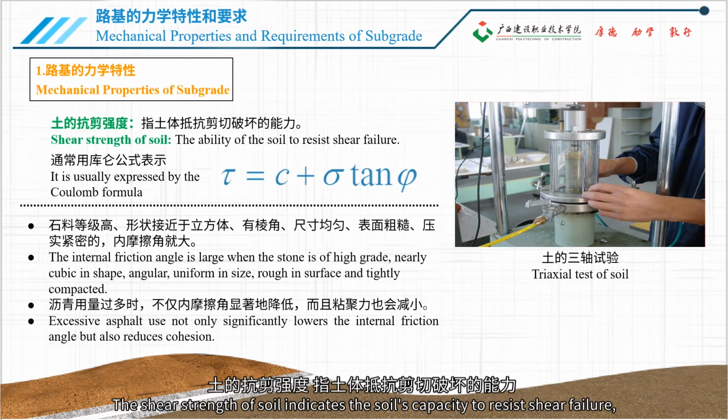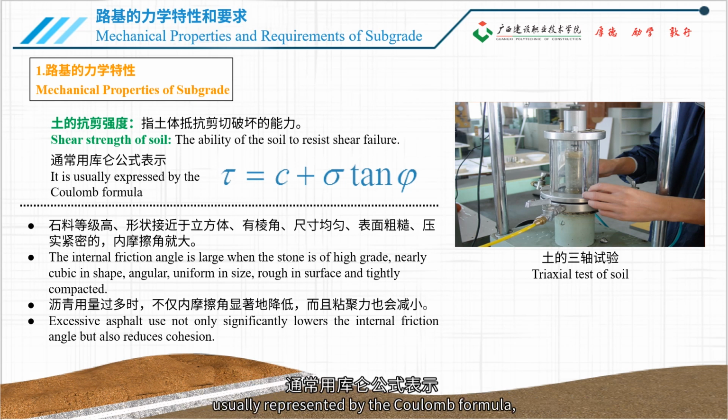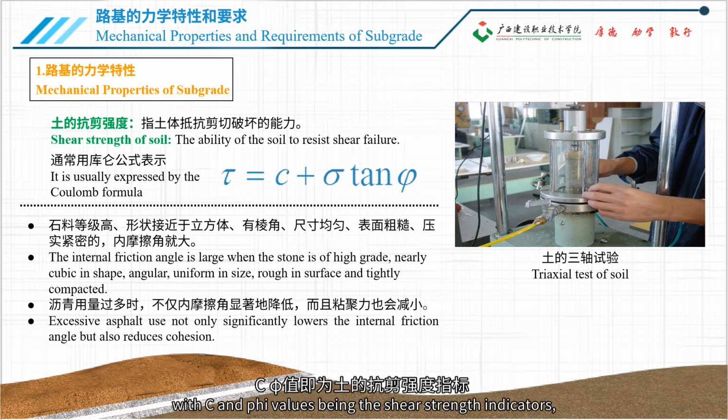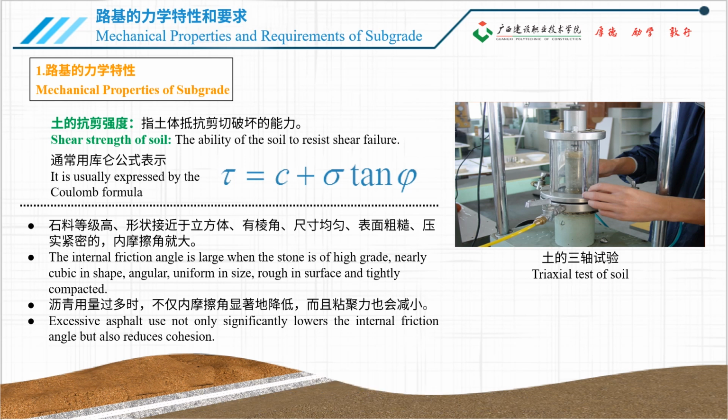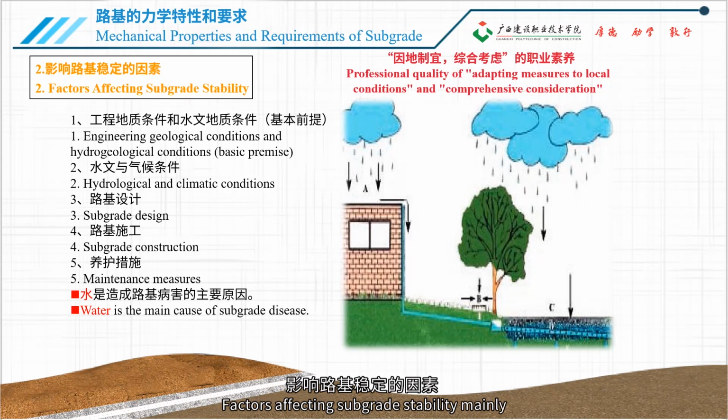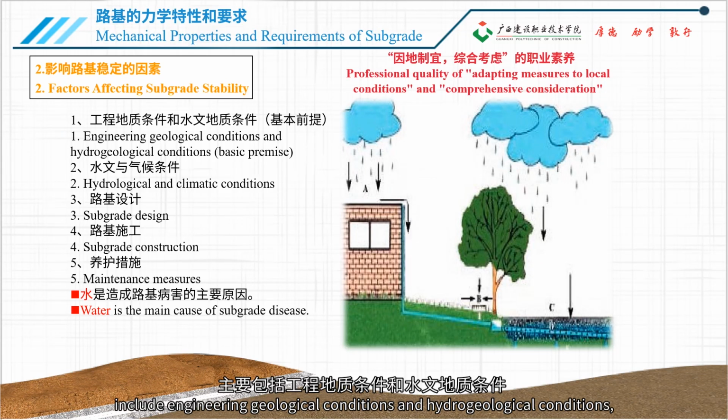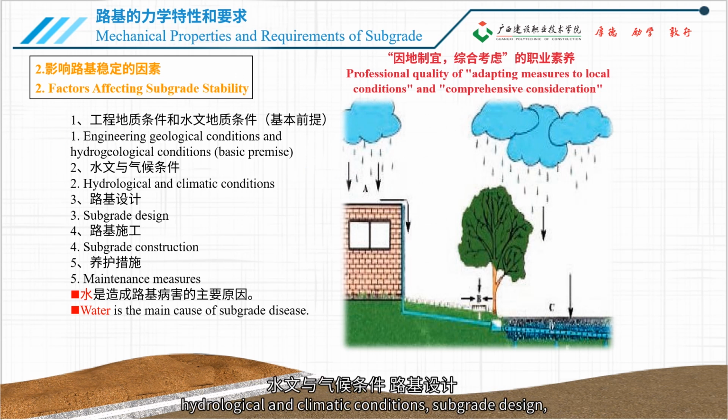The shear strength of soil indicates the soil's capacity to resist shear failure, usually represented by the Coulomb formula, with C and phi values being the shear strength indicators, reflecting the magnitude of the soil's shear strength. Factors affecting subgrade stability mainly include engineering geological conditions and hydrogeological conditions, hydrological and climatic conditions, subgrade design, construction, and maintenance measures.